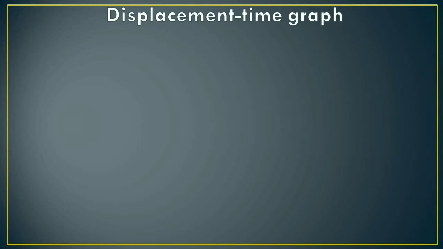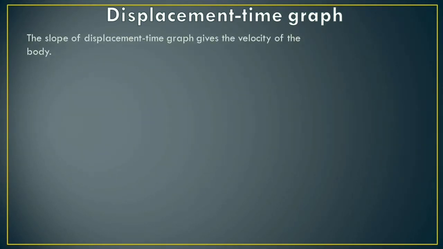Now our next graph is the displacement-time graph. This is the geometrical relationship between displacement and time. Here we will plot the displacement on the y-axis and time on the x-axis. As we know, displacement of a body is a vector quantity and has magnitude as well as direction. So the slope of the displacement-time graph gives the velocity of the body.